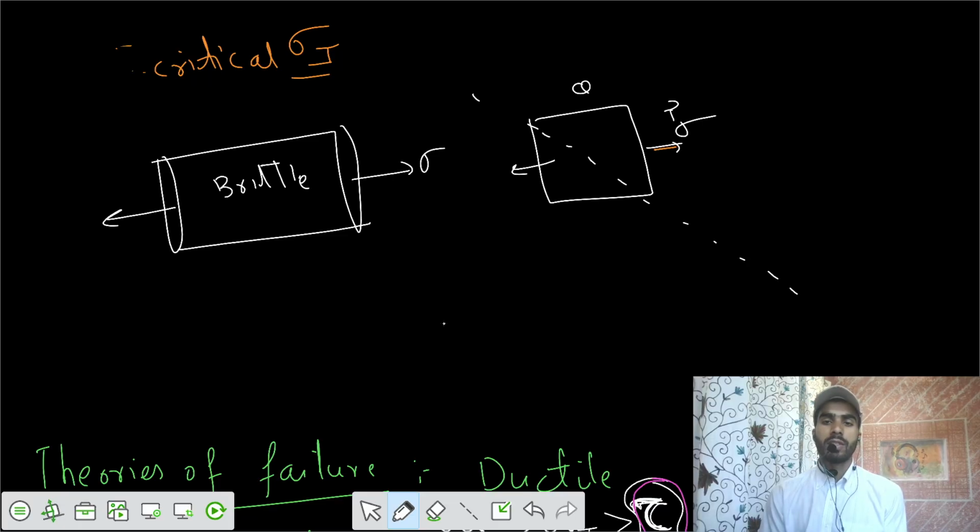Your tensile stress is along the x-axis. That means the plane on which that tensile stress acts is the vertical plane. So the vertical plane is critical, and the material will fail along that vertical plane. Failure would be in this fashion.